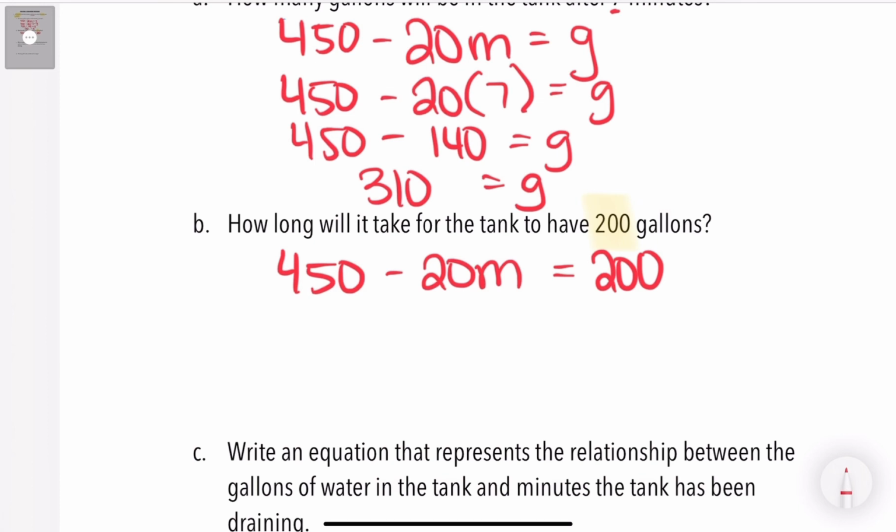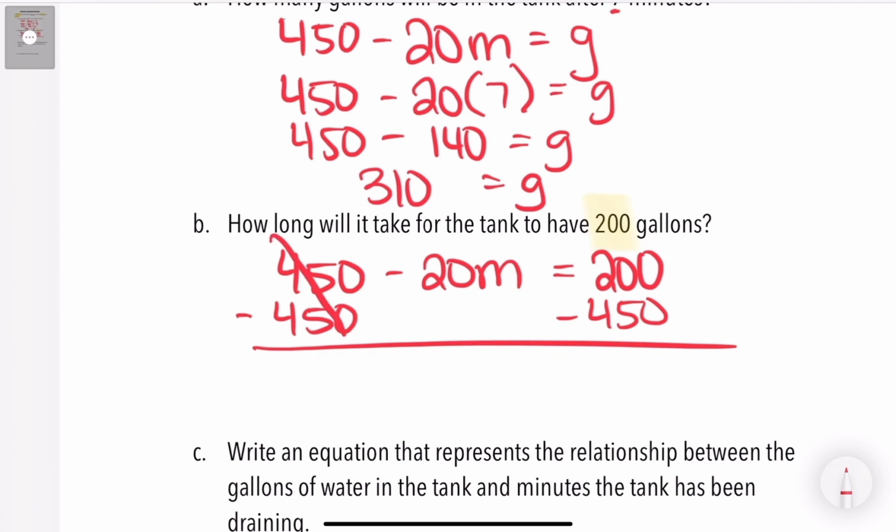All right, so as always, since there's only one variable, we can solve this problem. So the first thing we're going to do, if we're trying to get M by itself, we need to get rid of this 450 on this side. So we're going to subtract it on both sides. Those are going to cancel out. This is going to come down. Make sure you include that sign. It's going to be negative 20M. And that is going to leave us with 200 minus 450, which is negative 250.